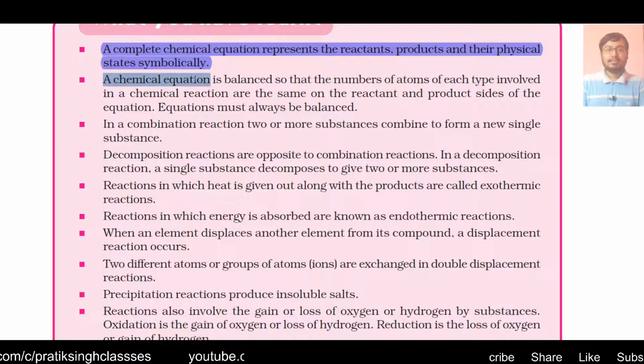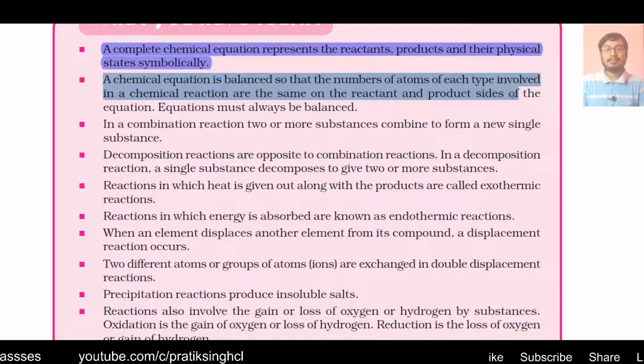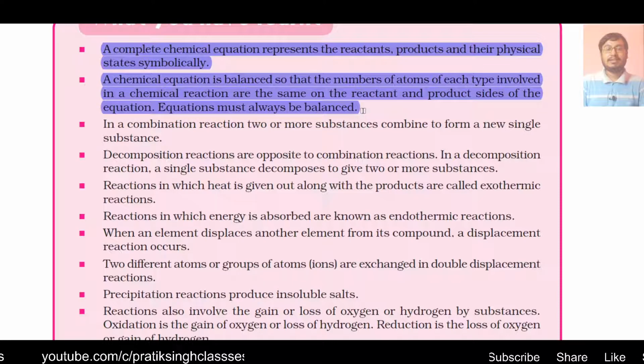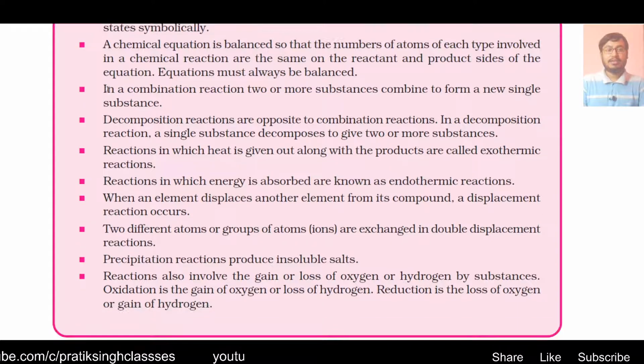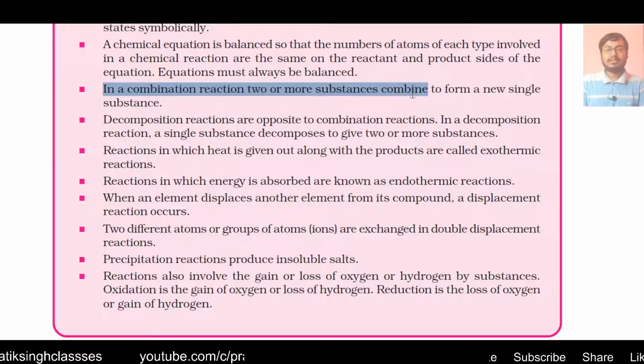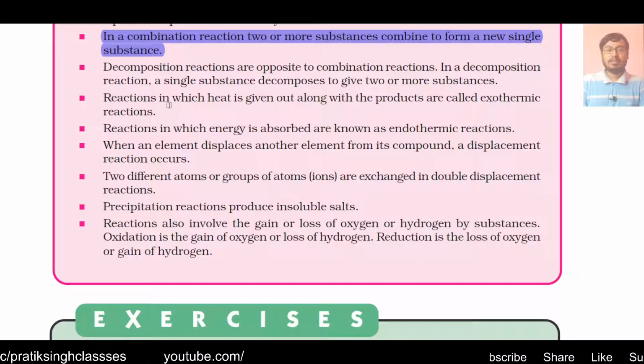A chemical equation is balanced so that the number of atoms of each type involved in a chemical reaction are the same on the reactant and product sides of the equation. That type of equation is called a balanced chemical equation. In a combination reaction, two or more substances combine to form a new substance. That means in the reactant side you will have two or more substances, but in the product side, the right hand side, we will have only one product or one compound.